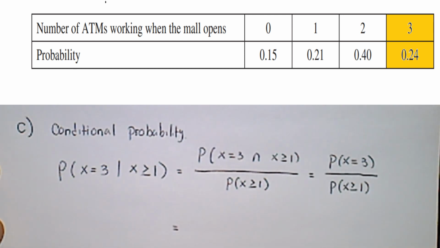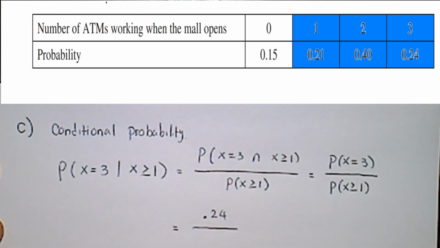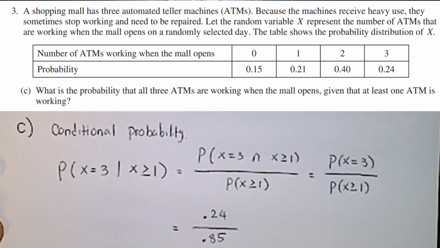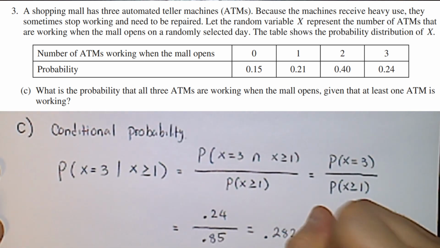And the probability of x equal to 3 is 0.24. And the probability of x greater than or equal to 1, again, we calculated in part A, which came out to be 0.85. And the final answer is 0.282.